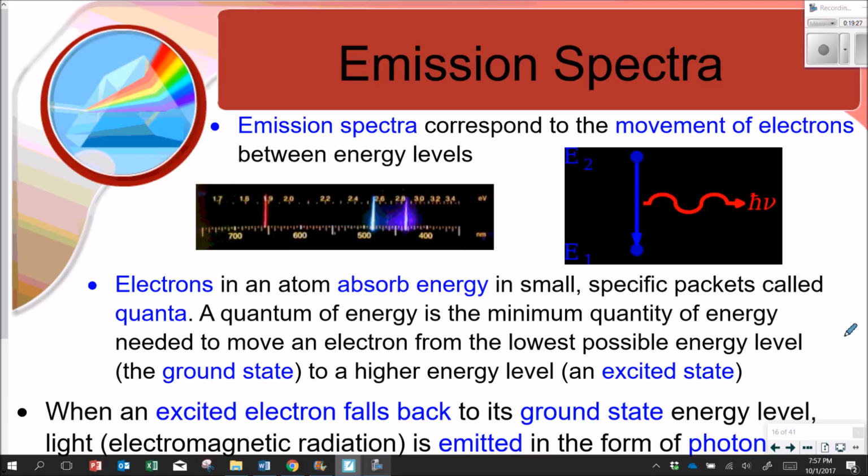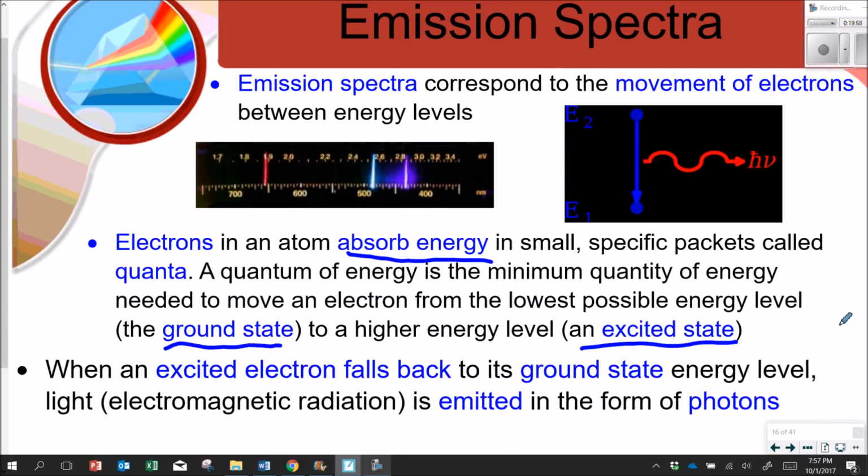Emission spectra correspond to the movement of electrons between energy levels. So electrons in an atom absorb energy in small specific packets called quanta. And a quantum of energy is the minimum quantity of energy needed to move an electron from the lowest possible energy level, which is called the ground state, to a higher energy level, which is called an excited state. When an excited electron falls back to its ground state energy level, light or electromagnetic radiation is emitted in the form of photons.